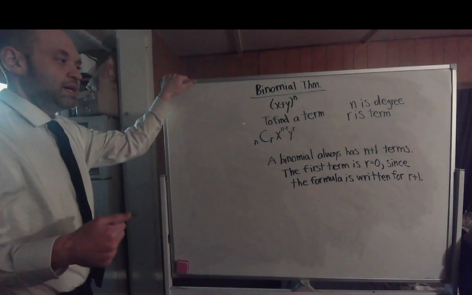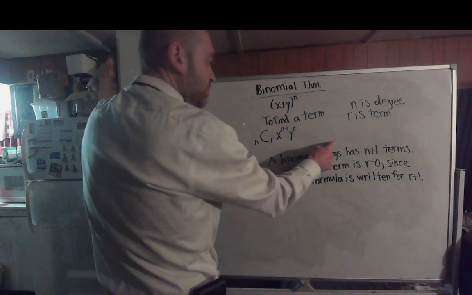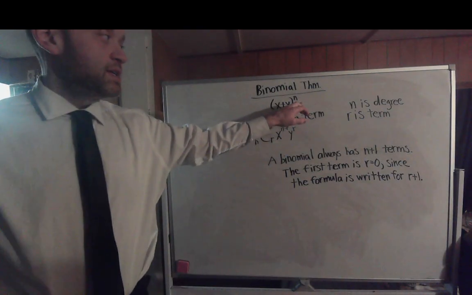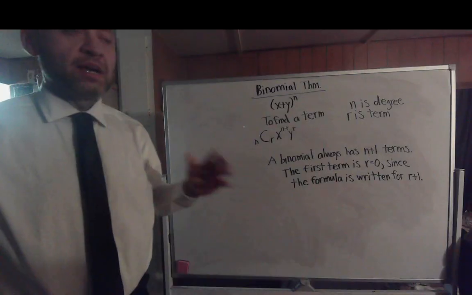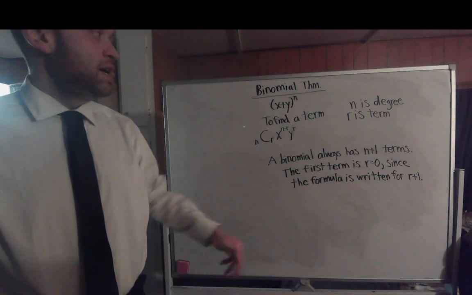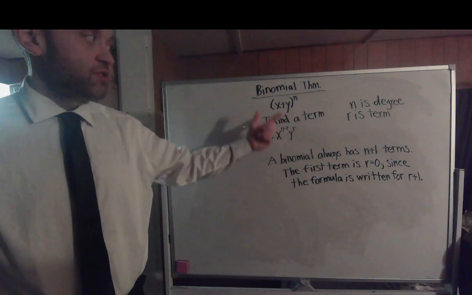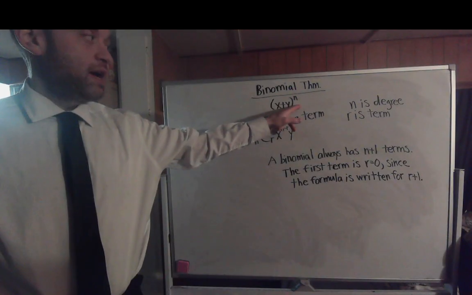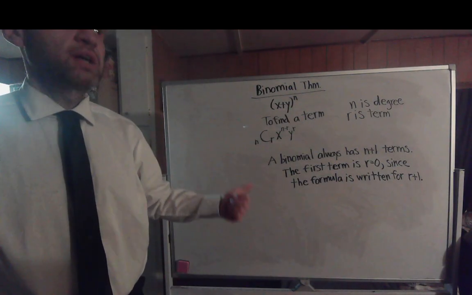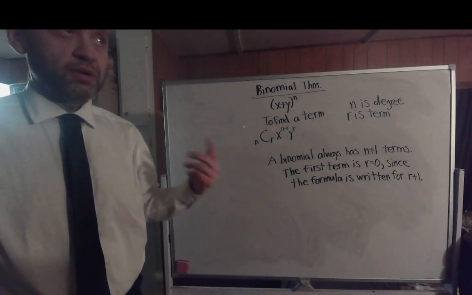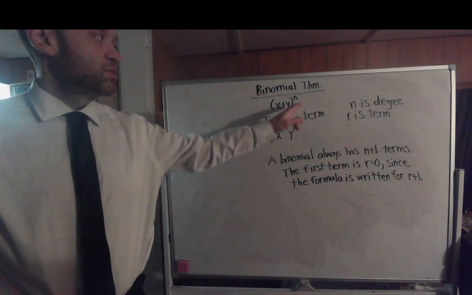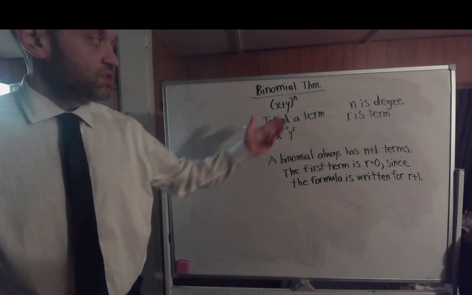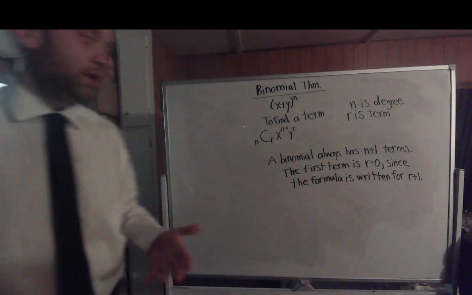Something to keep in mind about binomials is that it always has n plus 1 terms. So whatever your degree is, you add 1 to the degree, that's how many terms you have. If this were to the first degree, obviously you're just going to get back x plus y. If we raise this to the second power, you would get x squared plus 2xy plus y squared. That would give you 3 terms. If this were to the third degree, you'd have 4 terms. To the 10th degree, you'd have 11 terms, and so on.